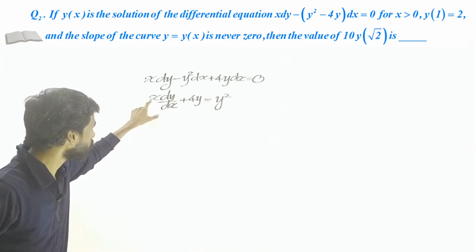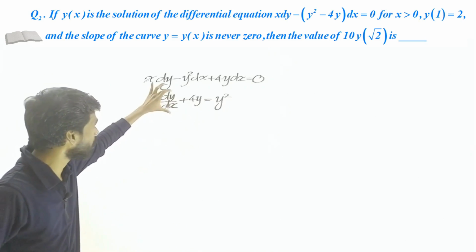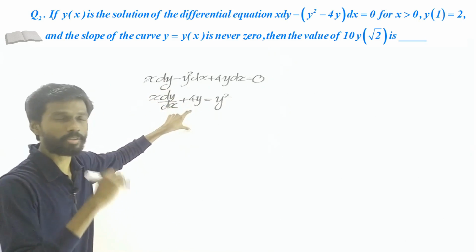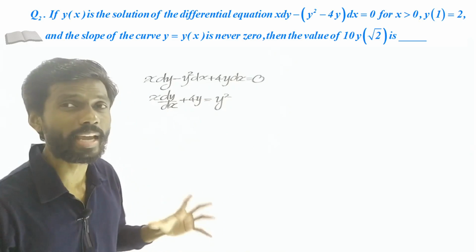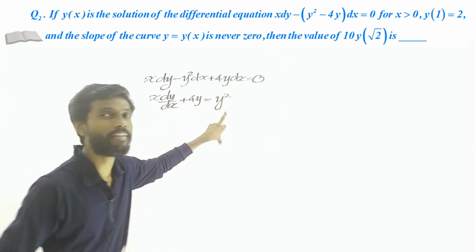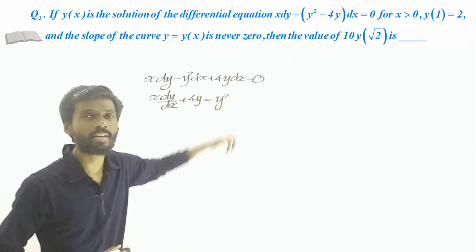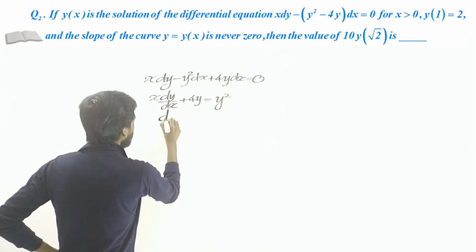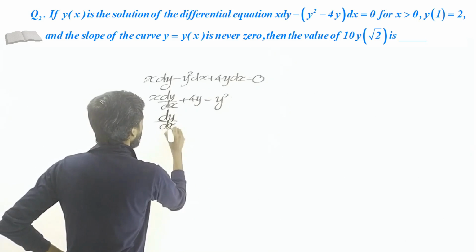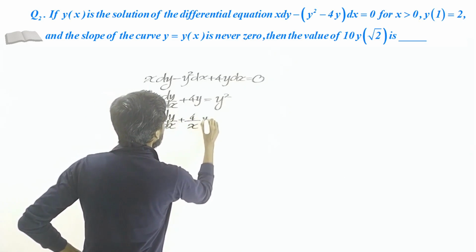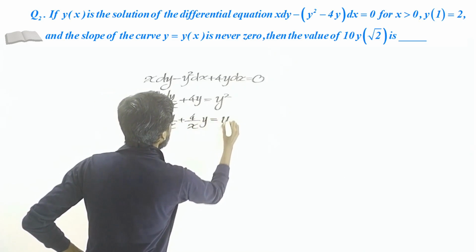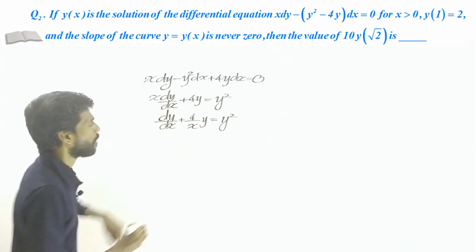If you divide this, it will be a linear differential equation, dy by dx plus p, where p is a function of x, multiplied by y equal to q, a function of x again. But here the right hand side also has a function of y, so y to the power n. This is called Bernoulli's equation, if you remember the method to solve it. So this is dy by dx plus 4 by x y equals y square by x.